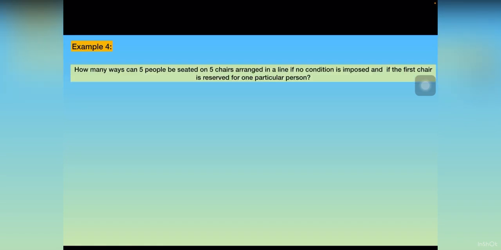Example 4. How many ways can 5 people be seated on 5 chairs arranged in a line if no condition is imposed, and if the first chair is reserved for one particular person? Solution. The number of ways is 5P5. Okay, this one is 5 people seated on 5 chairs arranged in a line with no condition. So we have 5 factorial, which equals 120.